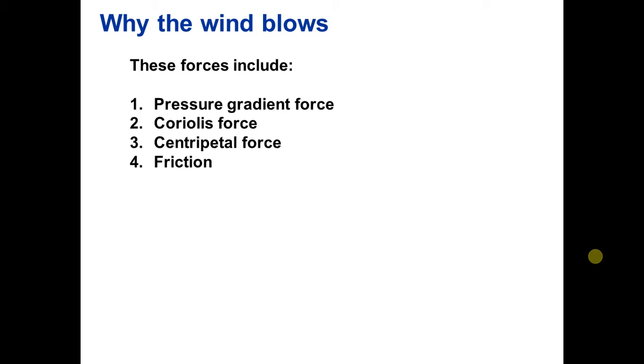Coriolis force is a fictitious force, basically, that's caused by the fact that we live on a rotating Earth. Centripetal force is an inward-directed force that applies to objects moving in a circle. And friction is a force that acts close to the ground, where basically the air feels the effect of the ground, which slows it down.